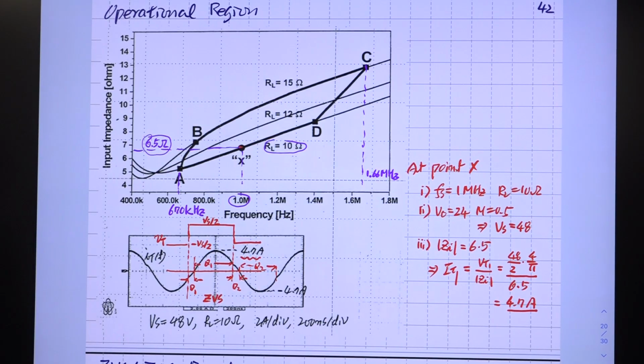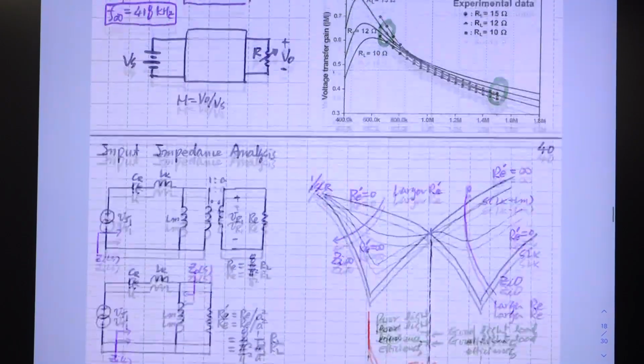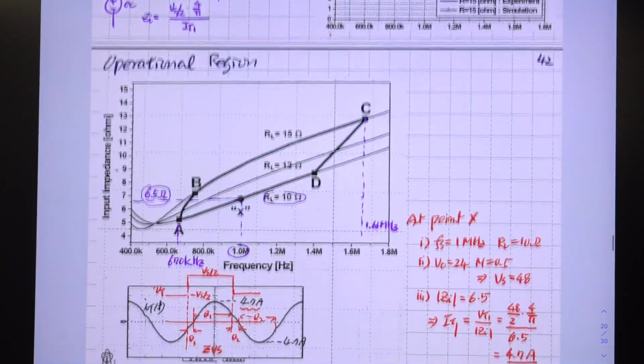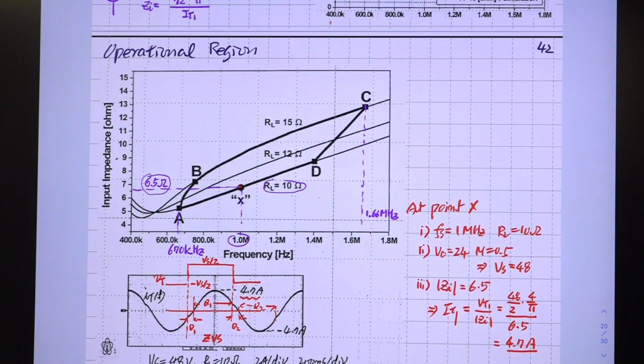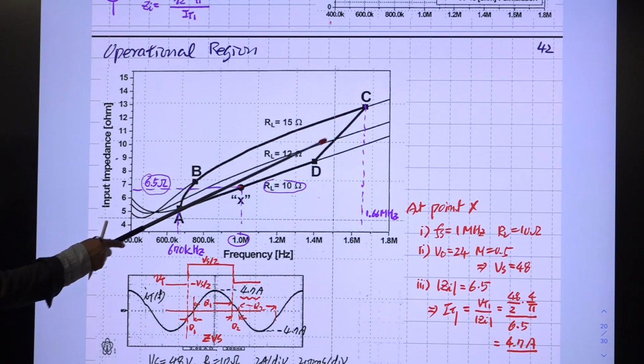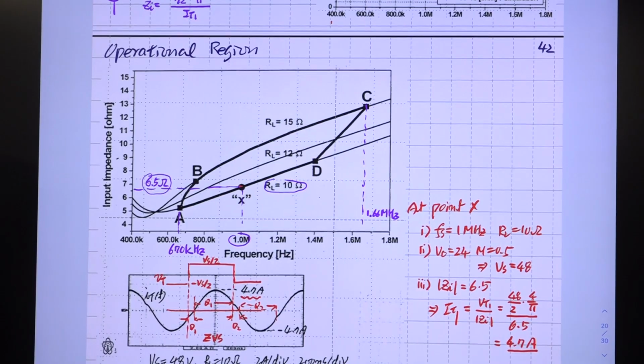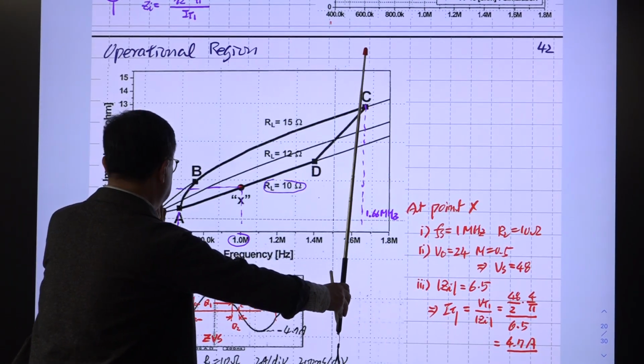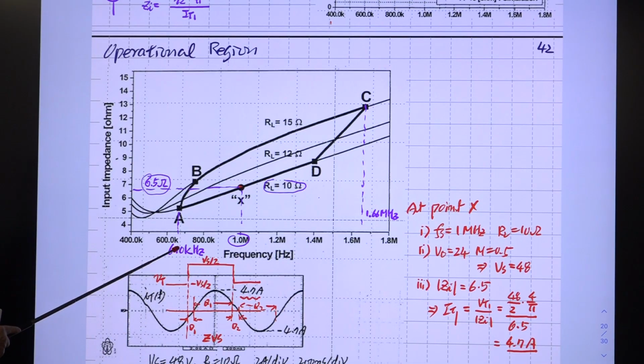So you have 4 corners defined here. So you are using the same corner. This is the operational region specified on this input impedance curve here. So it is point A, point B, point C, point D. This is the range of switching frequency change. It varies from this value to this value, right?